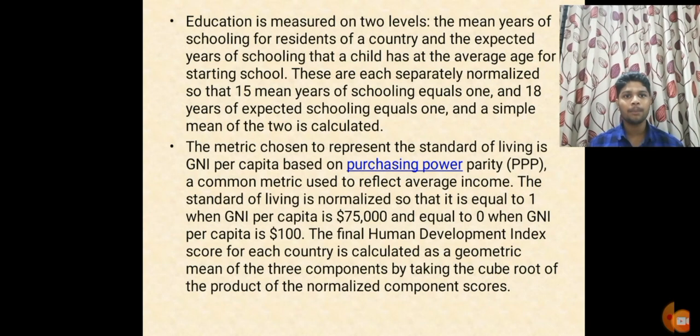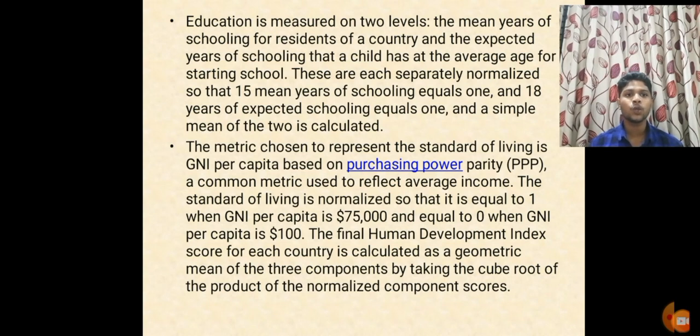The next one, the metric chosen to represent the standard of living, is GNI per capita based on purchasing power parity, or PPP, a common metric used to reflect average income. The standard of living is normalized so that it is equal to 1 when GNI per capita is $75,000 and equal to 0 when GNI per capita is $100.